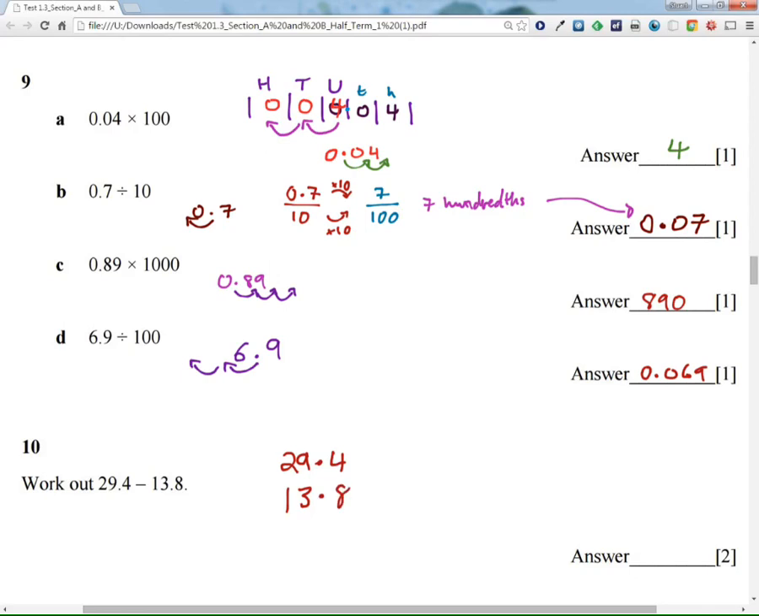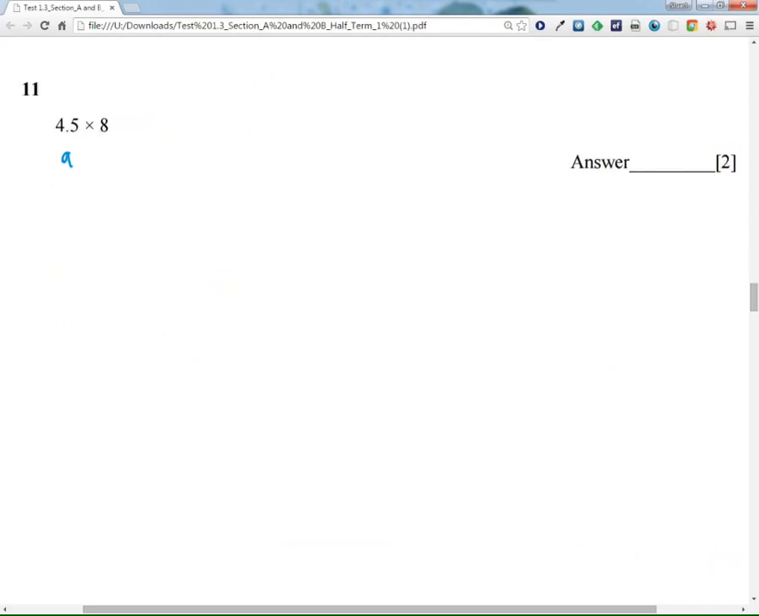Okay, so finally, on this page, question 10, 29.4 subtract 13.8. This is fairly straightforward. It's just column subtraction. You should have got the answer 15.6. Okay, this question here, 4.5 times 8. You might have said, well, this is the same as 9 times 4, which is 36. You can times one thing by 2, divide the other thing by 2, and you get the same question. Or you might have just done 4.5 times 8 and got 36.